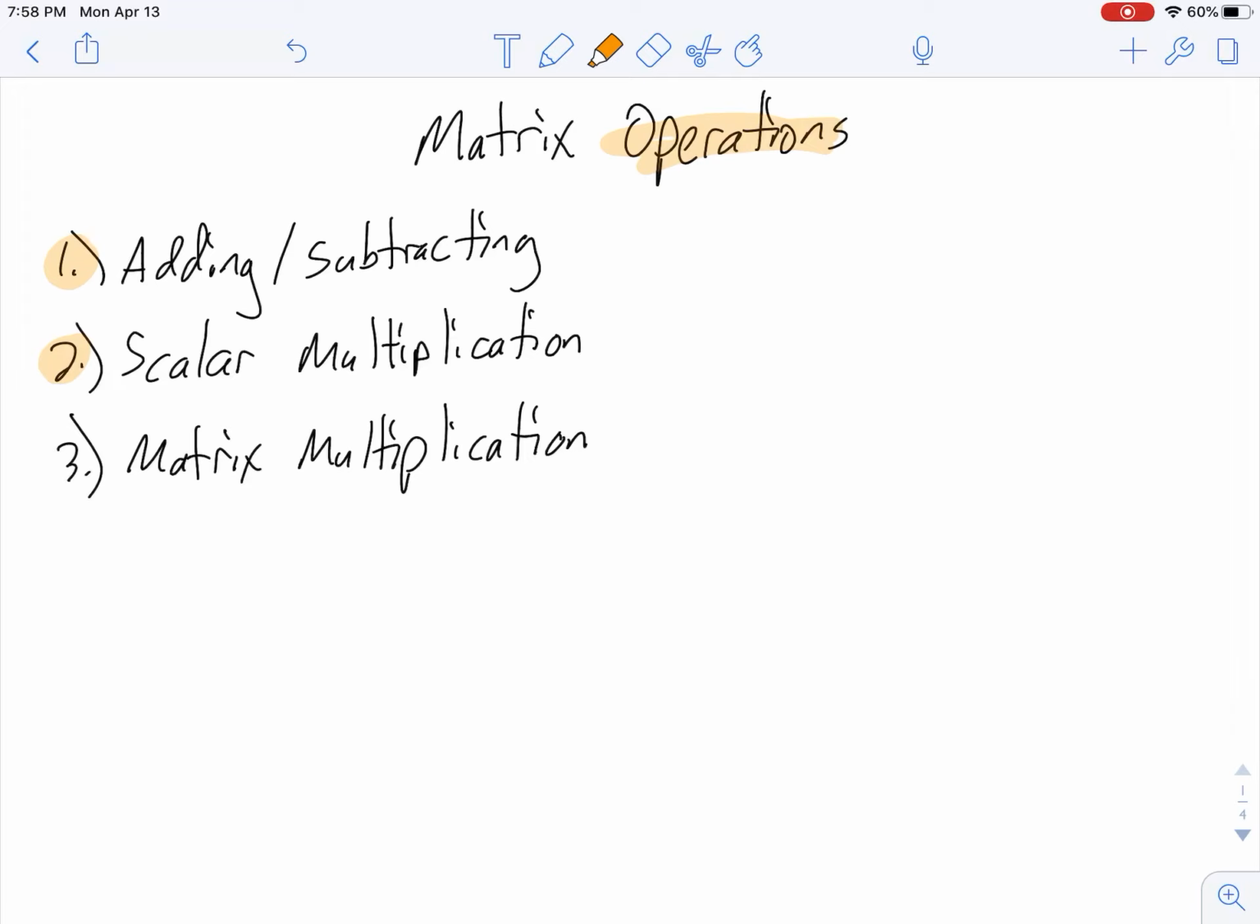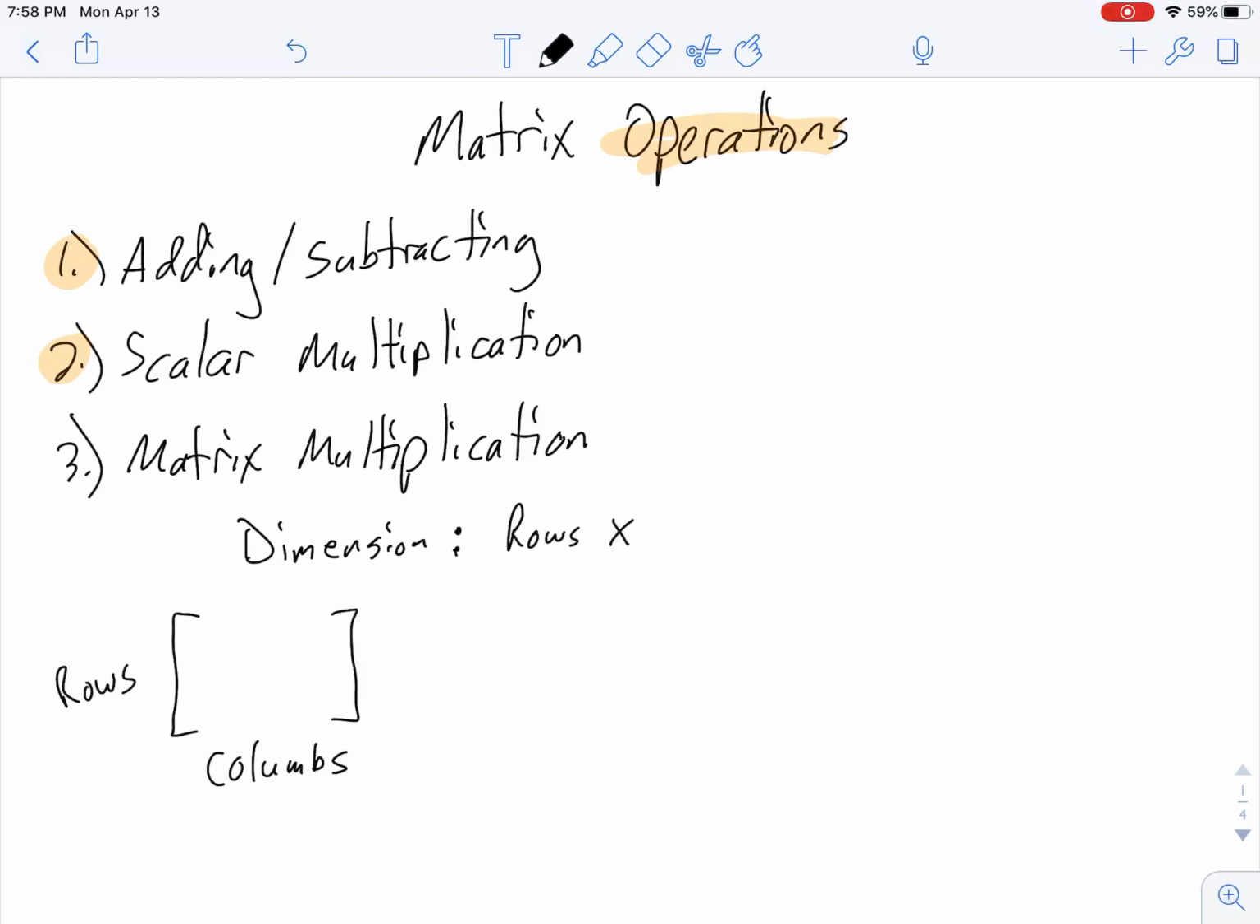And in order to learn the third one, we do have to go over something called dimension, which I mentioned in passing in a previous video, but I didn't make a big point of it. So we need to talk about dimension. A matrix has rows and columns. And the dimension of a matrix is written as rows by columns.